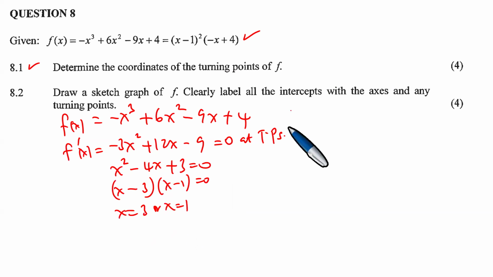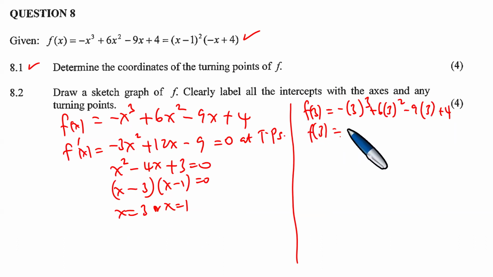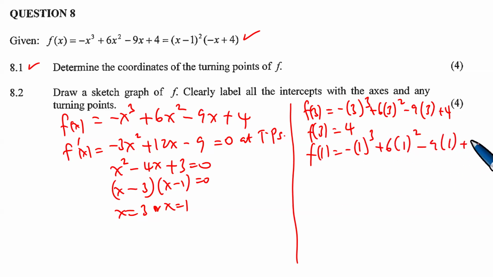Now we have found the values of x, so we are going to find f at 3 and f at 1. F at 3 is minus 3 cubed plus 6 times 3 squared minus 9 times 3 plus 4, and f at 3 is equal to 4. F at 1 is minus 1 cubed plus 6 times 1 squared minus 9 times 1 plus 4, so f at 1 equals 0.